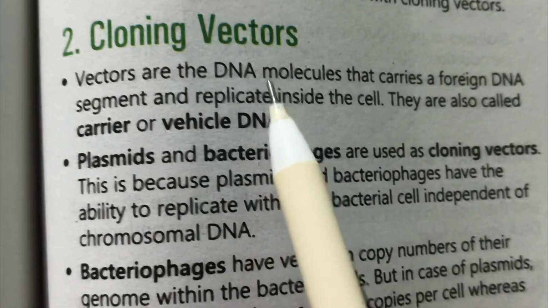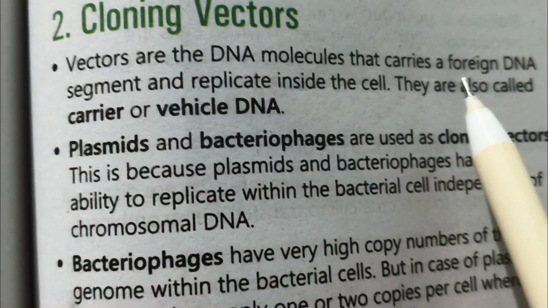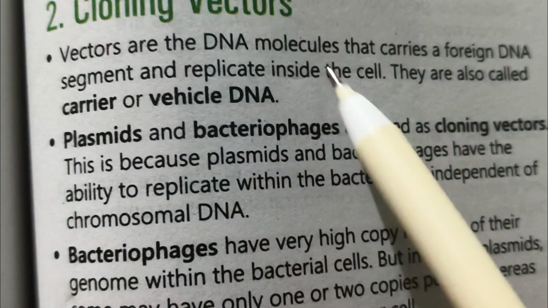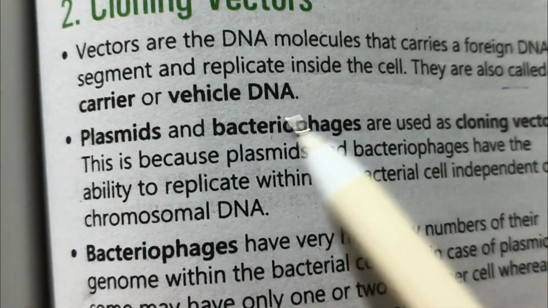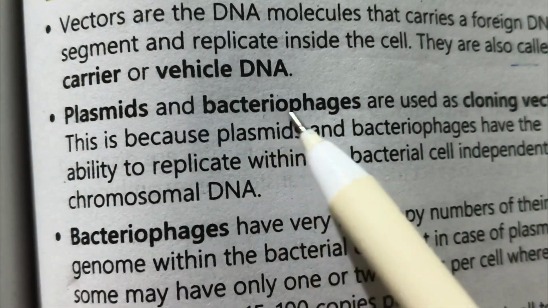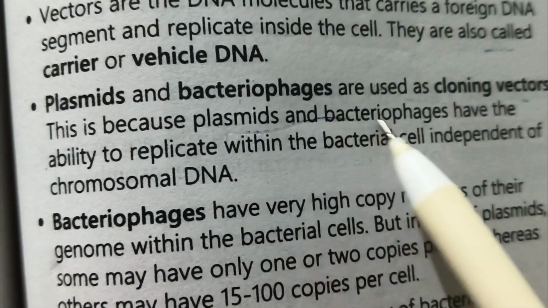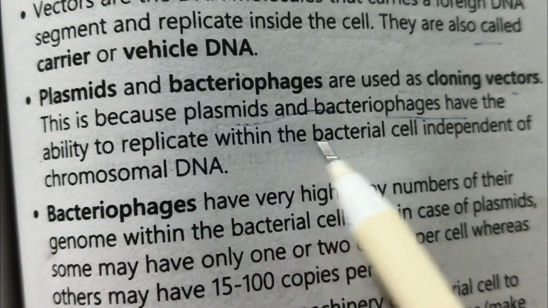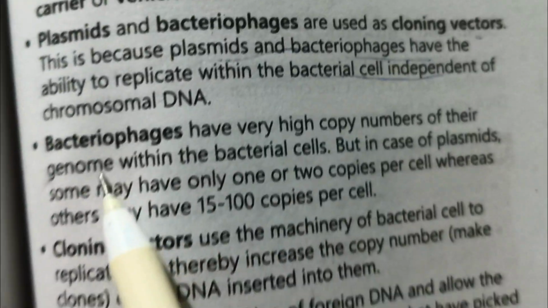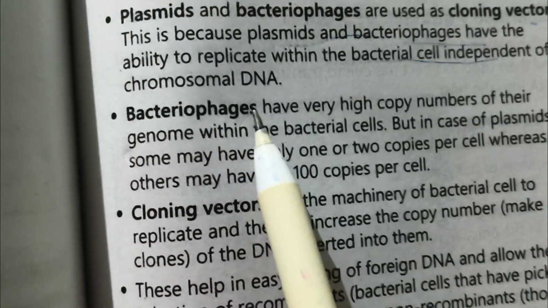Vectors are DNA molecules that carry foreign DNA segments and replicate inside the cell. They are also called carrier and vehicle DNA. Plasmids and bacteriophages are used as cloning vectors. This is because plasmids and bacteriophages have the ability to replicate within the bacterial cell independent of chromosomal DNA.